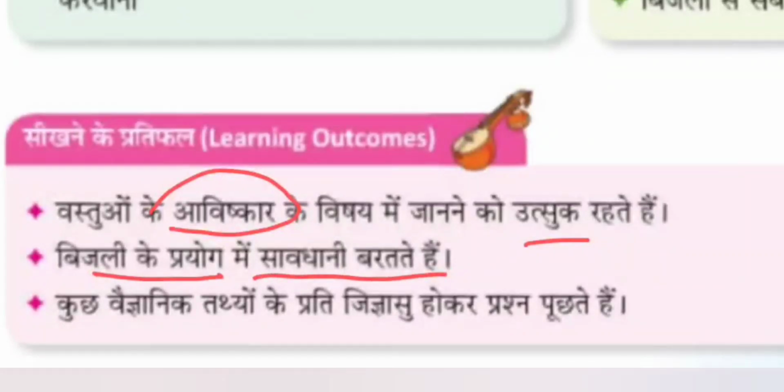कुछ वैज्ञानिक तथ्यों के प्रति जिज्ञासु होकर प्रश्न पूछते हैं. So वैज्ञानिक तथ्यों means the scientific facts you have to understand. You have to increase your curiosity towards the scientific facts and you have to ask questions. So this is the learning outcome of this lesson. Apart from that, you have to improve your vocabulary and also improve your pronunciation.